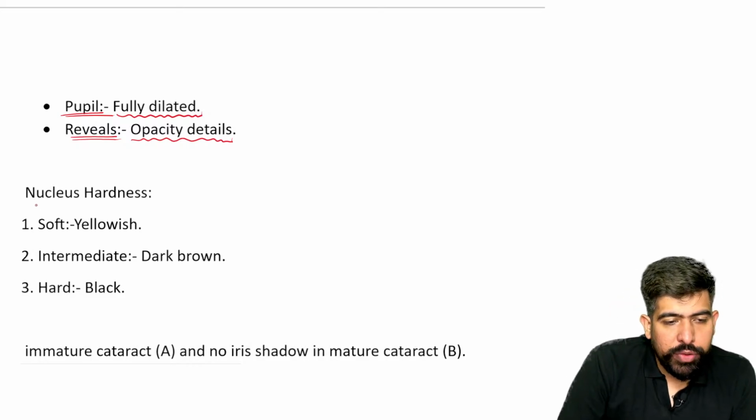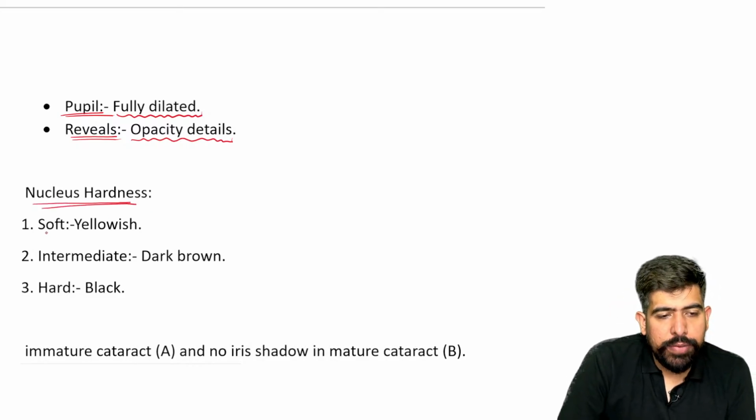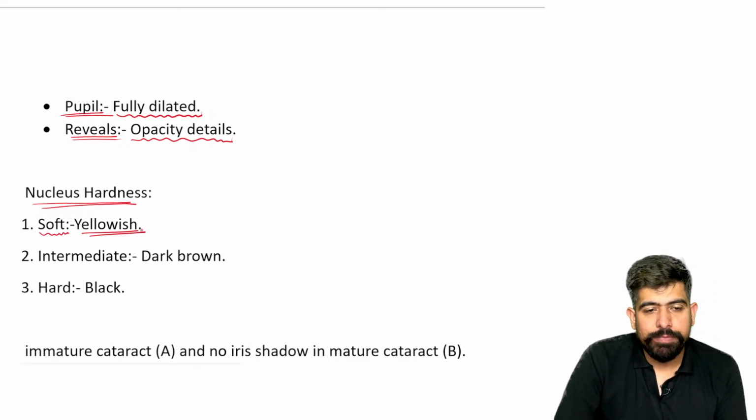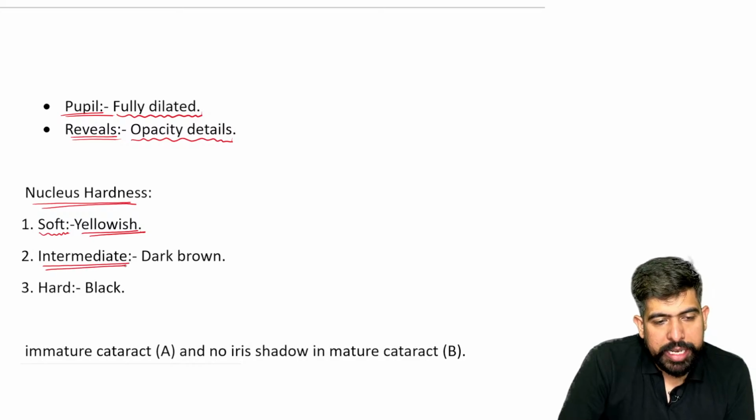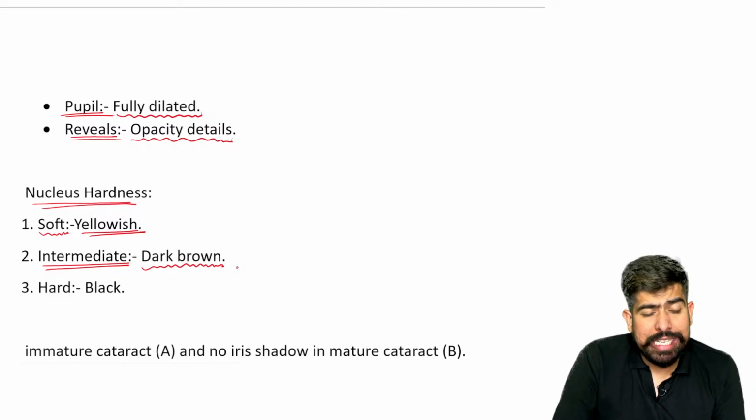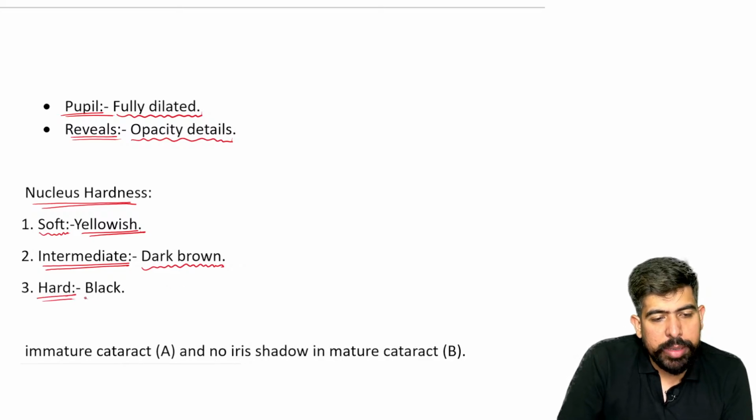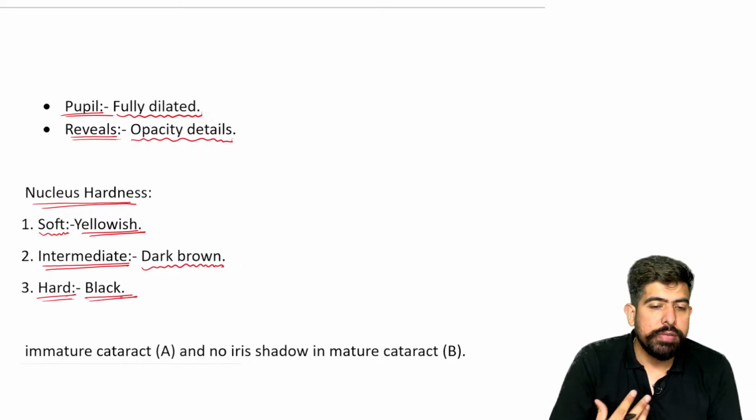Now, what is the meaning of nuclear hardness? If it is soft, the lens will be a yellowish color. If it is intermediate, the lens will be dark brown. And if it is hard, it will give you a black color here, right?